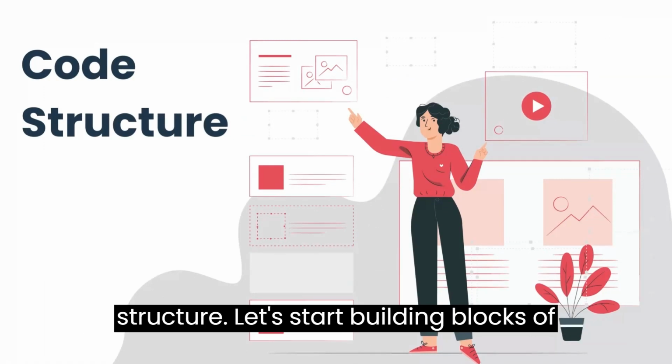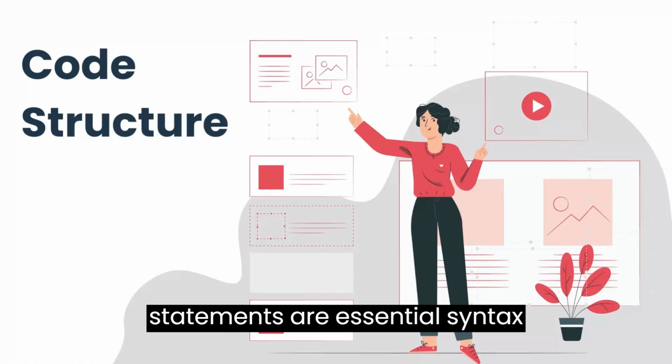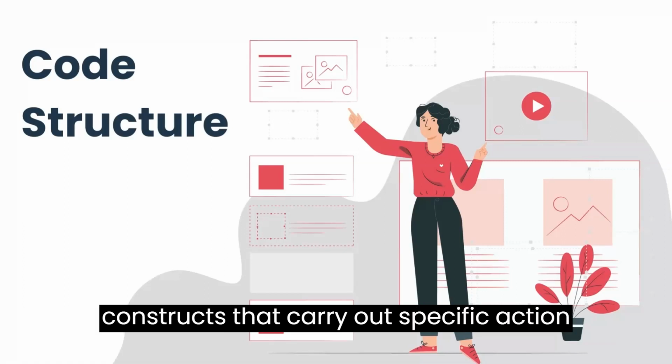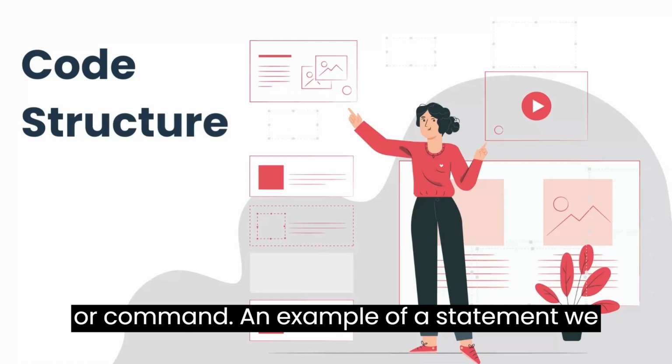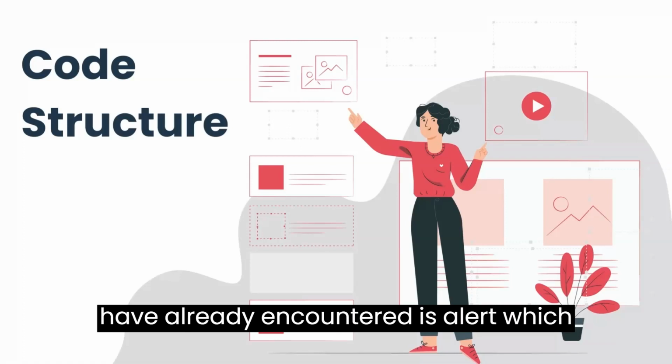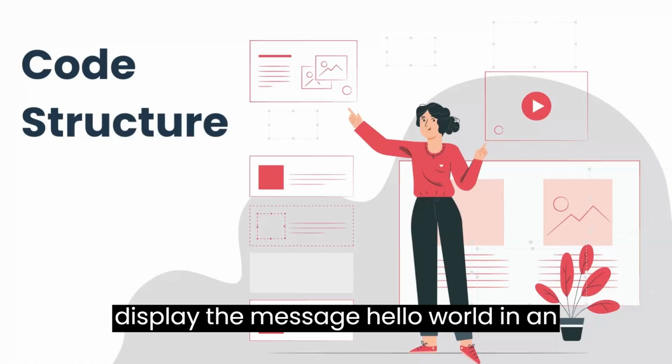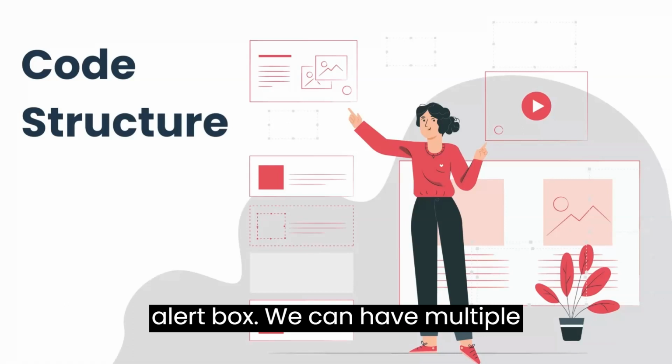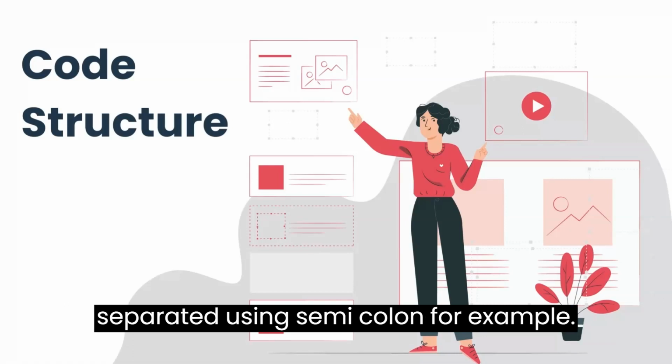Let's start building blocks of code from here on. In JavaScript, statements are essential syntax constructs that carry out a specific action or command. An example of a statement we have already encountered is alert, which displays the message hello world in an alert box. We can have multiple statements in our code and they can be separated using a semicolon.